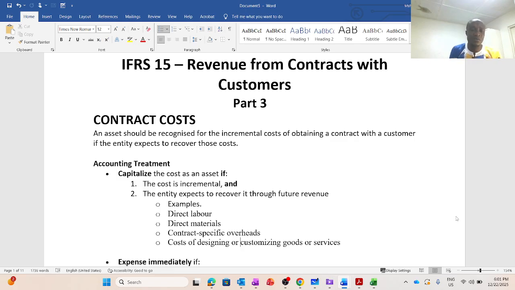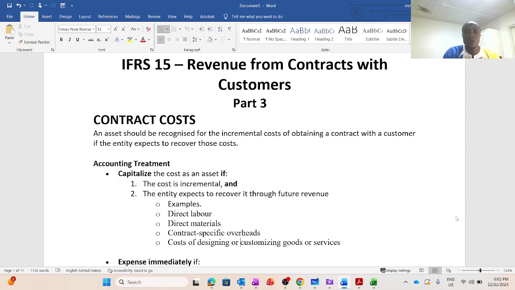So basically, we are going to look at contract cost to be specific. When we are talking about contract cost, an asset should be recognized for the incremental cost of obtaining a contract with a customer if the entity expects to recover those costs. So we are going to look at what cost we need to capitalize and what cost we need to expense. Very simple concept. The critical aspect, we are going to look at in a later section.